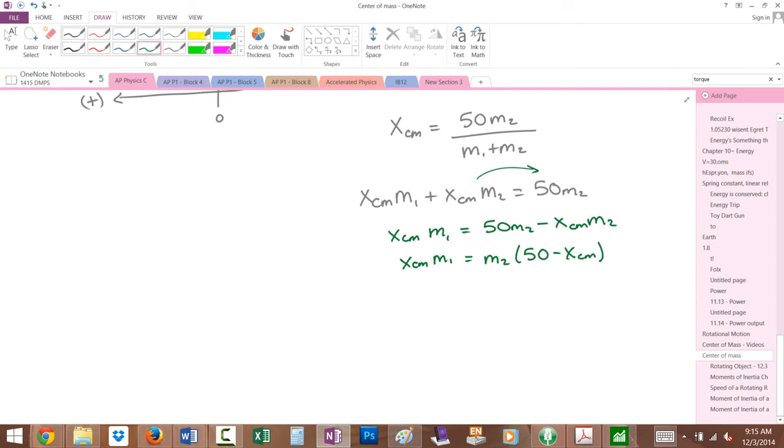Which variable do you want on one side? What are you trying to isolate? M2 all by itself. This is the expression but my expression is backwards because I had my 50 in the other spot. If you want M2 by itself, then you divide both sides by 50 minus XCM. Yeah, but I don't want to do that.